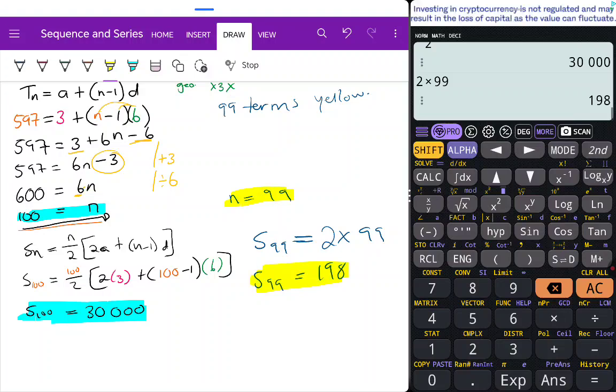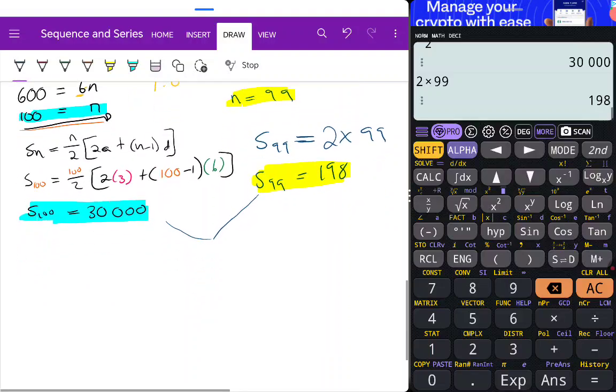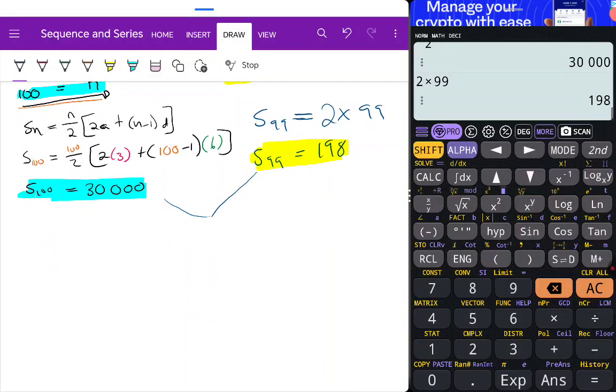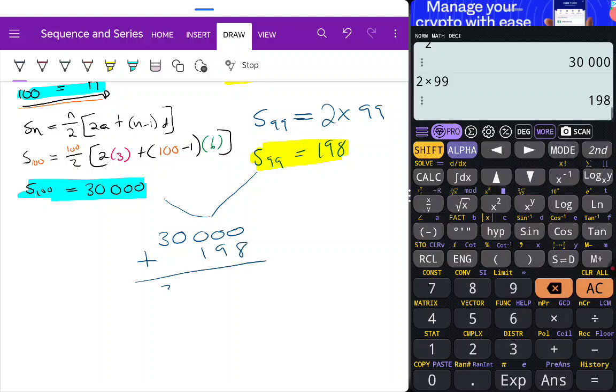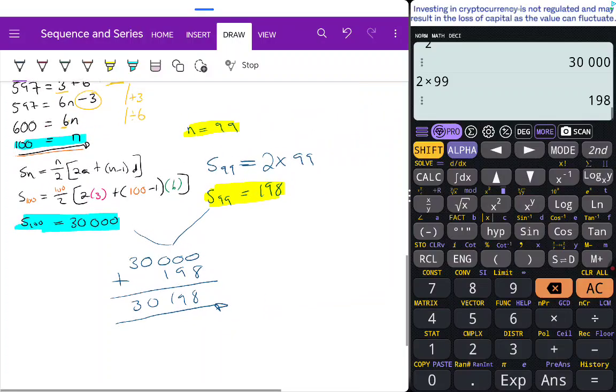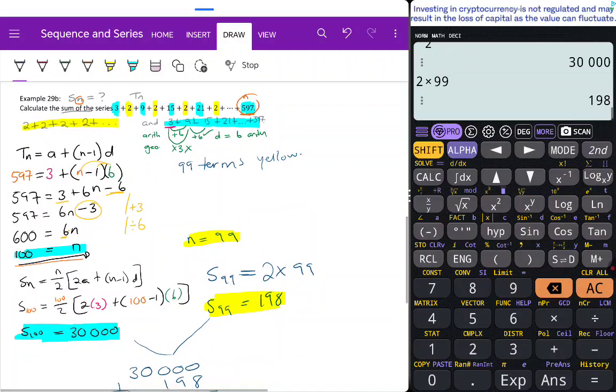The sum of the yellow plus the blue. So now we're going to add these two together: 30,000 plus 198 gives us 30,198. That is the total of this entire sum.